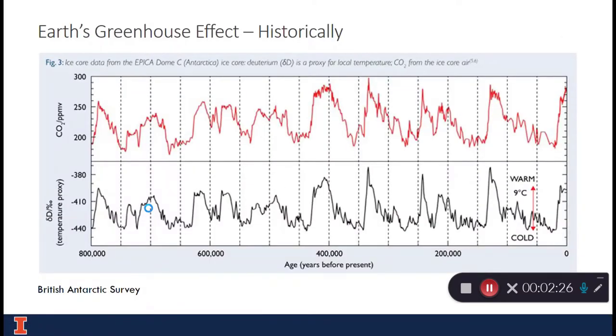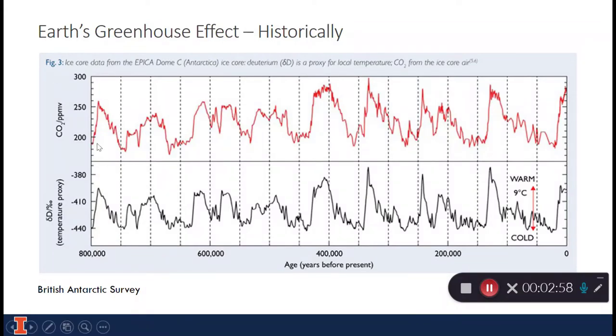What I'm showing you here is long-term variability in the concentration of carbon dioxide, in the red line here, going all the way back 800,000 years before the present. Now, this was taken from the Dome C ice core in Antarctica. The nice thing about ice cores is that you can directly measure the carbon dioxide concentrations of past atmospheres because of the air bubbles that are trapped within the ice. So these are direct observations, not reconstructions based on proxies or anything like that.